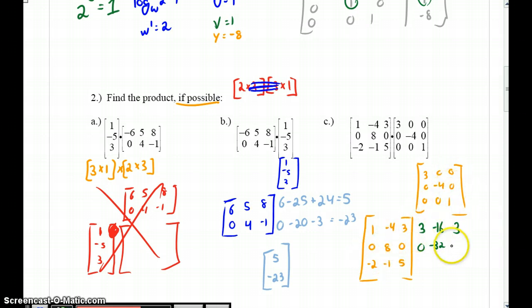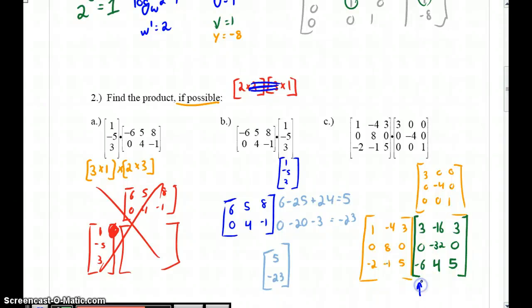Zeros, zeros, everything's zeroed out here. Negative 2 times 3, negative 6. Negative 1 times 0, 5 times 0. Negative 2 times 0, negative 1 times 4 is negative 4. 5 times 0, nothing. Negative 2 times 0, negative 1 times 0, and 5 times 1 is 5. This is the matrix. Now, you might notice some interesting patterns that go on here, or perhaps not.